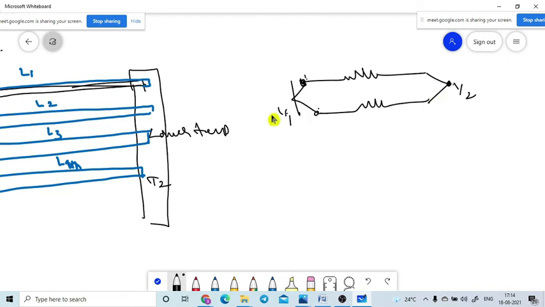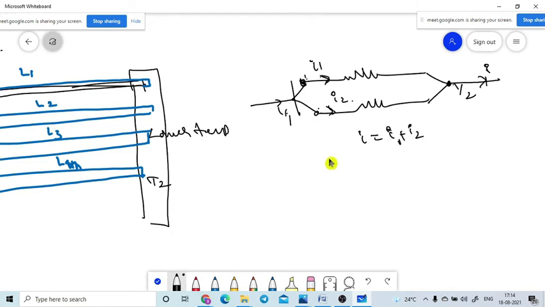Then how can we get the current flowing through this conductor? Here the current I is flowing. It is divided as I1 and I2, and finally it comes back as I itself. So how can we get the total current passing through these resistors? I is equal to I1 plus I2. Are you getting it or not?